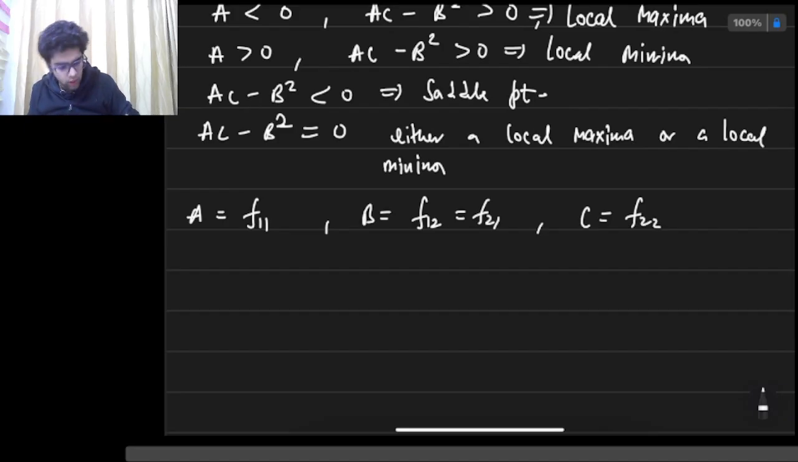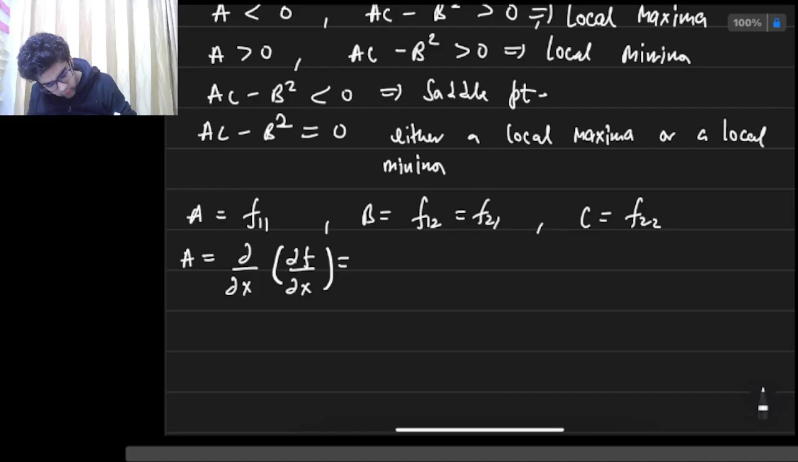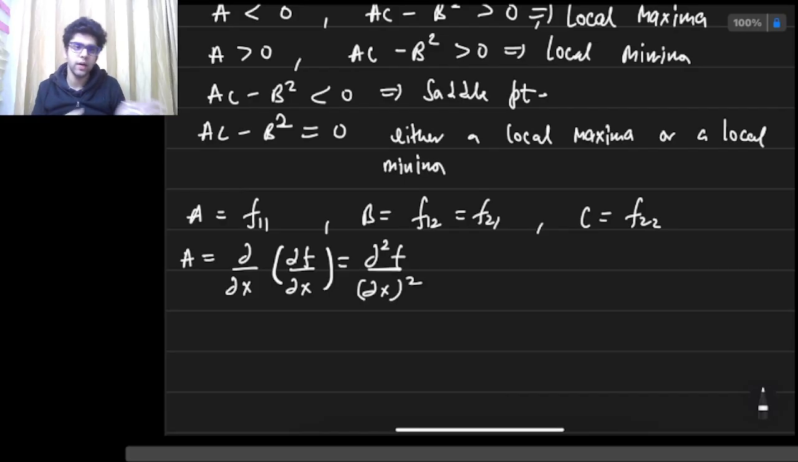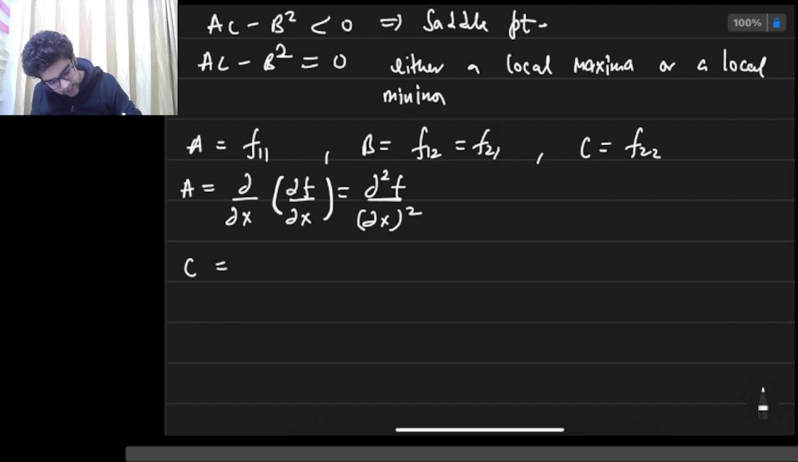And what is f11? f11 is basically the second order partial derivative with respect to x, right? So if I write this, it will be del by del x of del f by del x, equal to del square f by del x whole square. So just finding the second order partial derivative of the function f(x, y) with respect to x. And what is C? C is again del by del y of del f by del y, the second order partial derivative with respect to y.